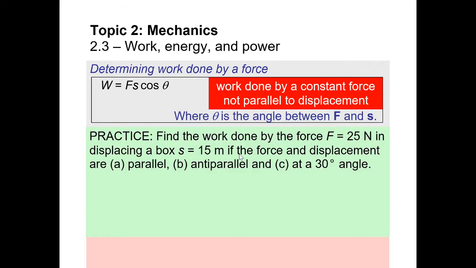Okay. Practice. Find the work done by the force 25 newtons in displacing a box 15 meters if the force and displacement are A, parallel, B, anti-parallel, and C, at a 30-degree angle.